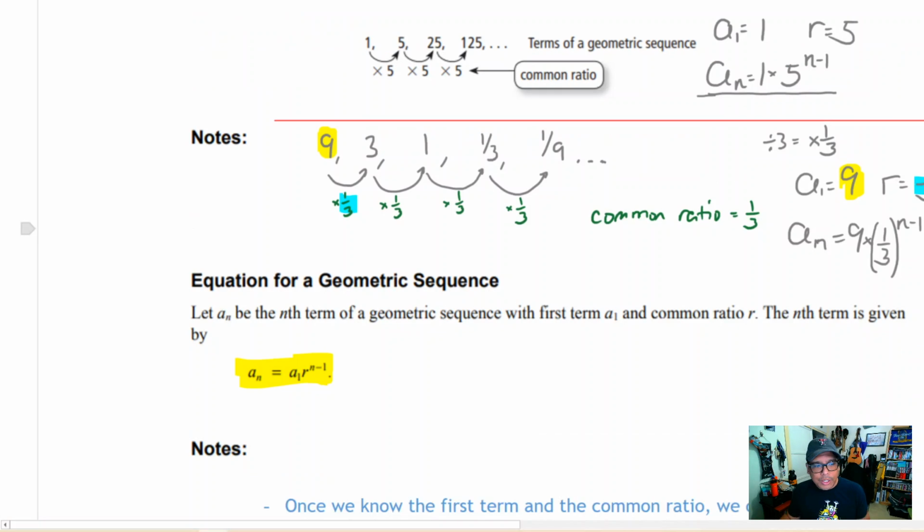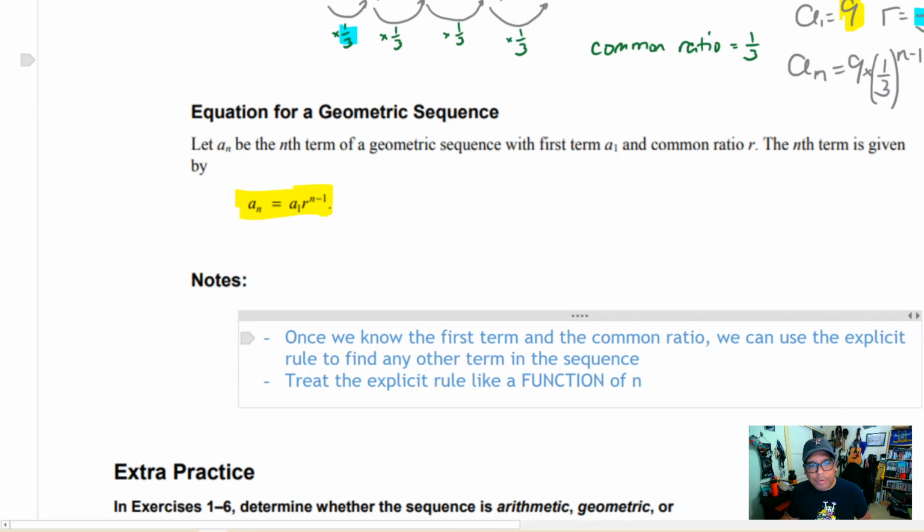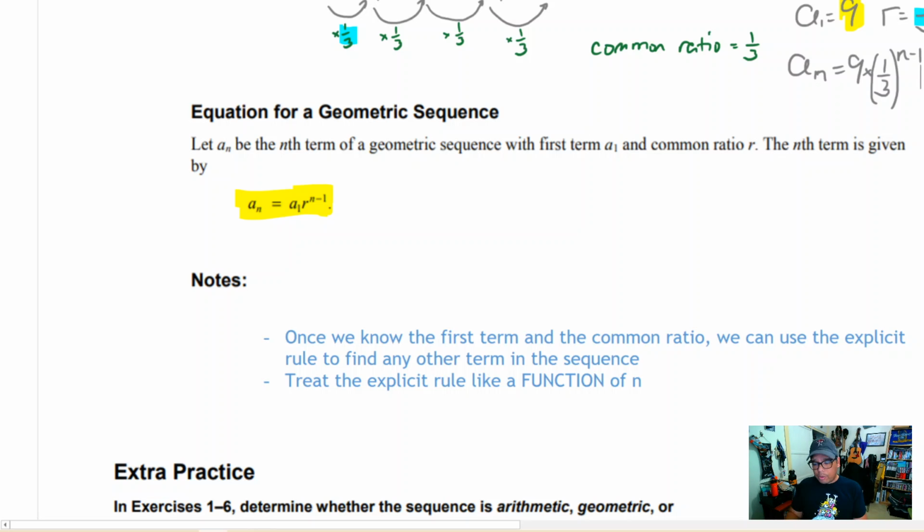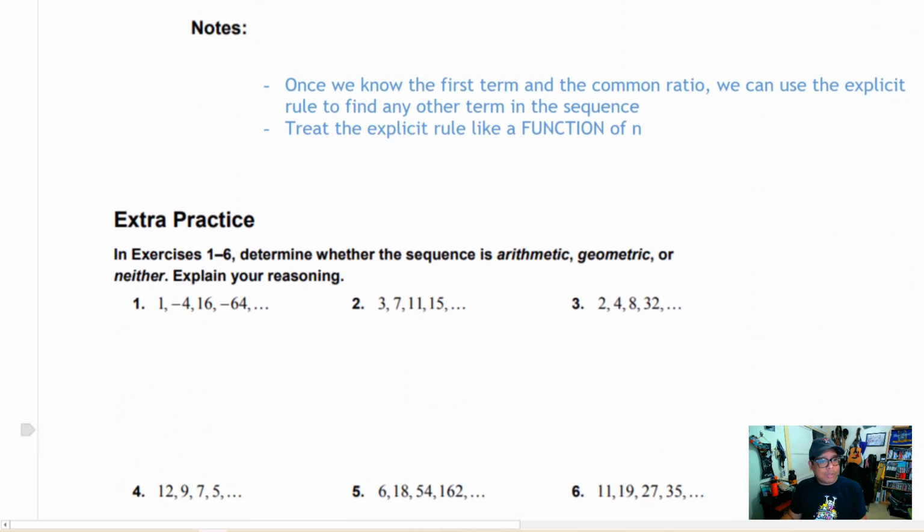So just like I said earlier, once you know the first term and the common ratio, just use the explicit rule, put the numbers in the right place, and you're ready to go, which means we're ready to go with our extra practice. Let's see. Is this arithmetic or geometric? Remember that arithmetic means we add, and for geometric that means we multiply.